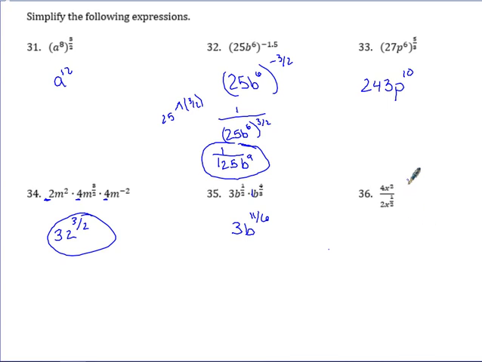And then last one, we're going to divide. So 4 divided by 2 is 2. And then x squared divided by x to the 1/2. The rule for division is we subtract the exponents. So 2 minus 1/2 would leave me with x to the 3/2.